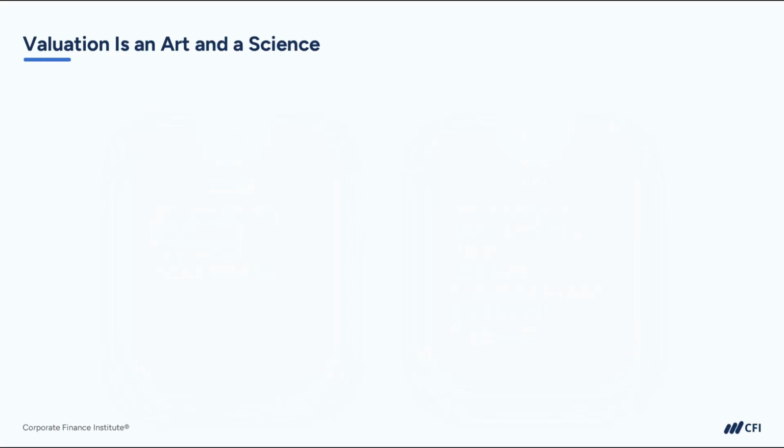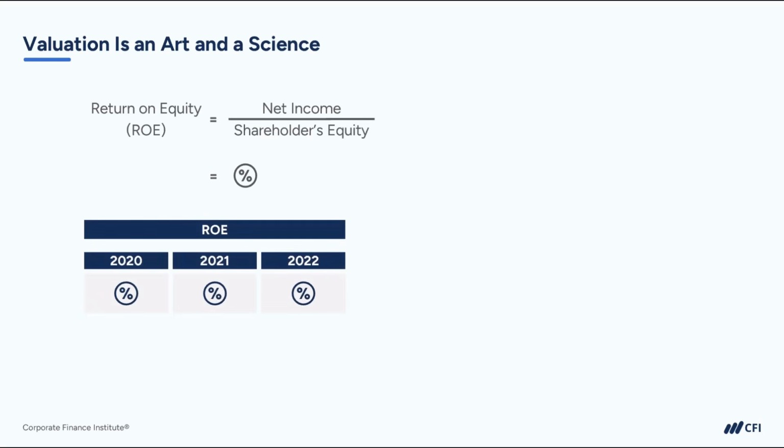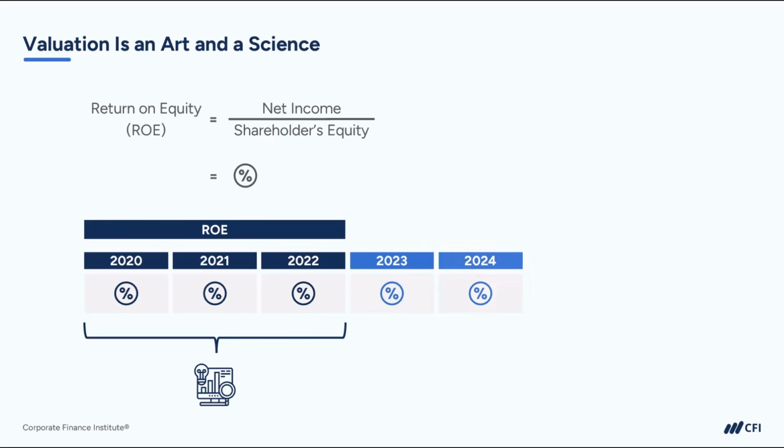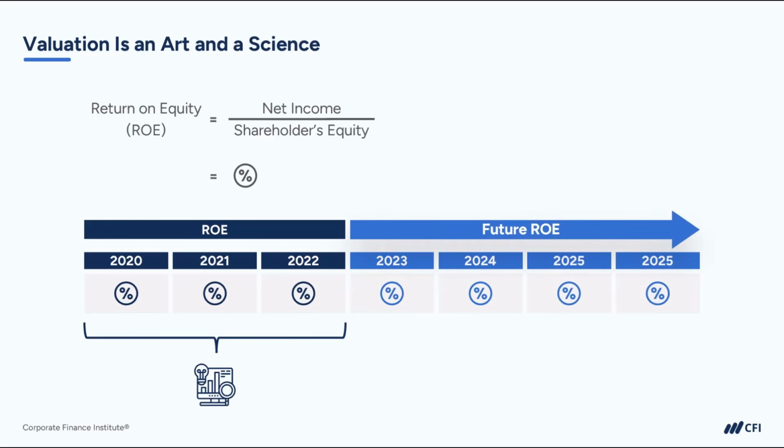With regards to the science part of valuation, we can look at the past performance of the company using common calculations, like return on equity. This is an easy and very common calculation. All we need is the company's net income and its shareholders' equity. We can then calculate return on equity and look at how that ratio has changed over time. We can do the same with other ratios or calculations. This is just simple math using a company's financials. The more difficult part is trying to forecast company performance into the future. This is where the art comes into play.